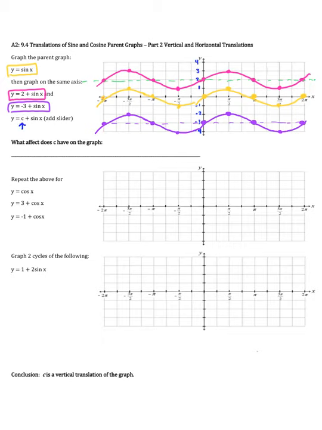So C is going to represent a vertical translation. It doesn't change the shape of your graph, it just picks it up and moves it up or down.